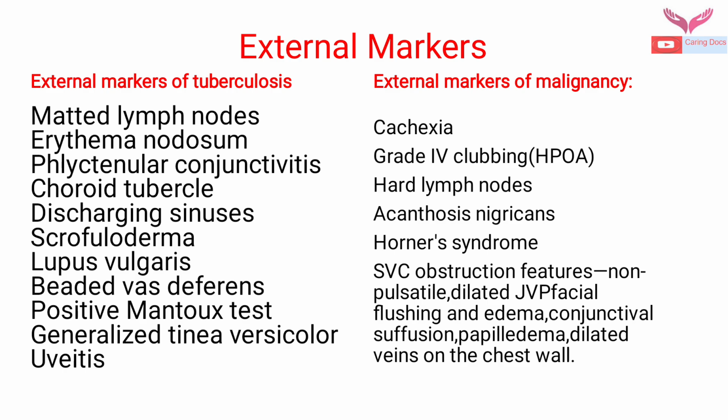The external markers of tuberculosis are matted lymph nodes, erythema nodosum, phlyctenular conjunctivitis, choroid tubercles, discharging sinus, scleroderma, lupus vulgaris, beaded vas deferens, positive Mantoux test, generalized tinea versicolor, and uveitis. External markers of malignancy may be indicated by the presence of cachexia, grade 4 clubbing, hard lymph nodes, acanthosis nigricans, Horner syndrome, superior vena cava obstruction, features like non-pulsatile dilated JVP, facial flushing, edema, conjunctival suffusion, papilledema, and dilated veins on the anterior chest wall.